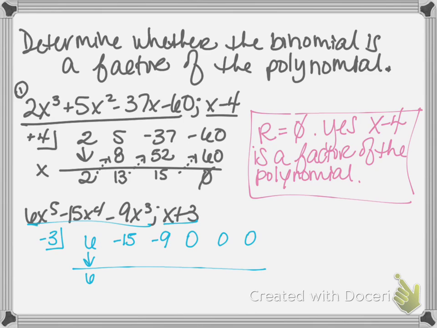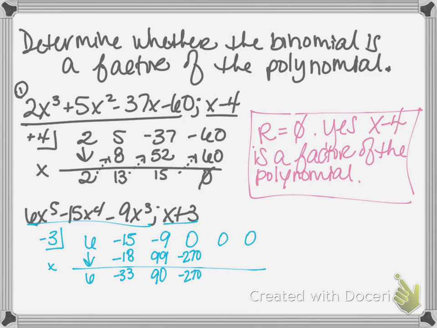So we do the same thing. Carry down your first number, we multiply. Negative 3 times 6 gives us a negative 18. Add to that our negative 15, and we should get negative 33. Negative 33 times negative 3 gives us a positive 99. Add to that the negative 9, we get positive 90. And 90 times negative 3 gives us negative 270.